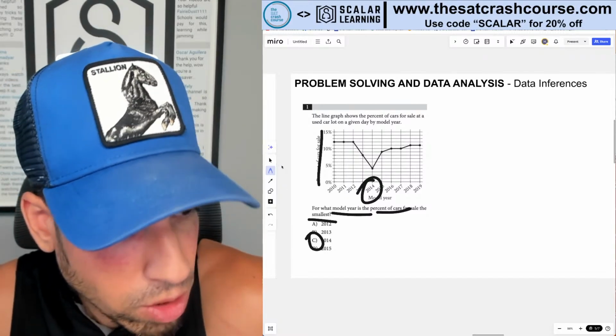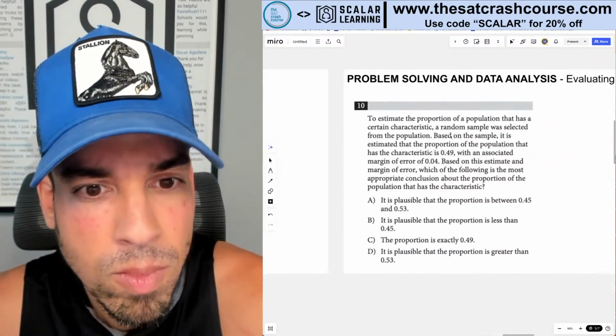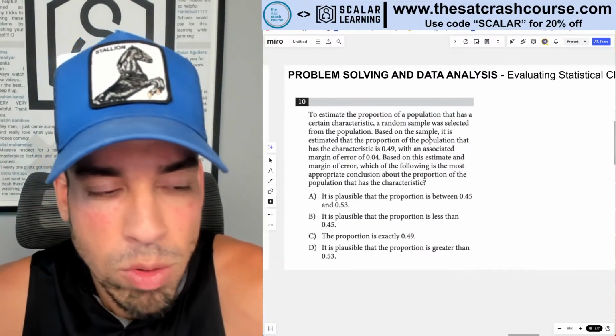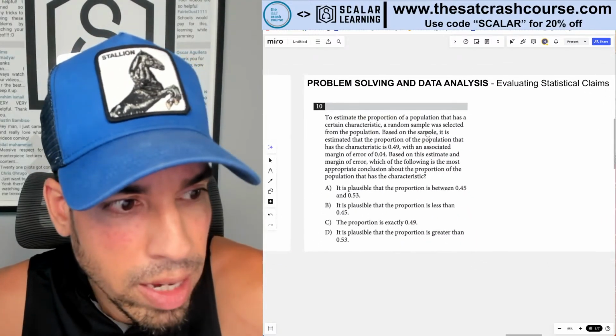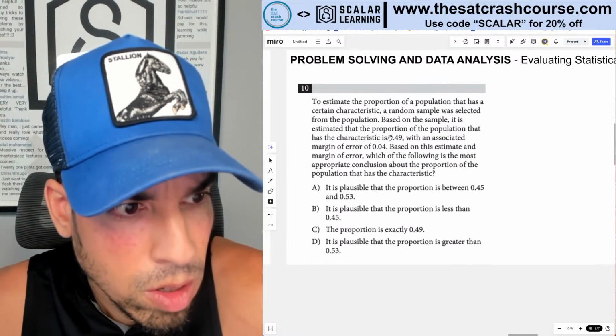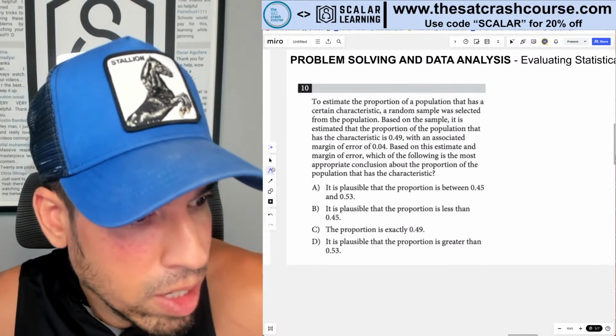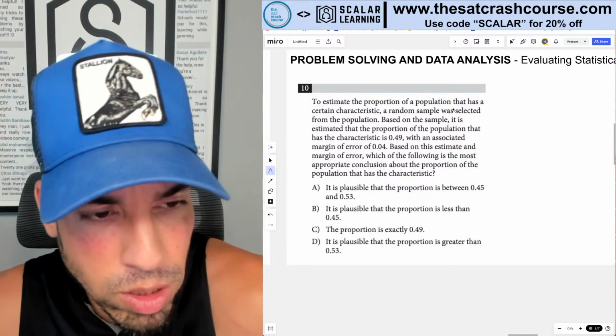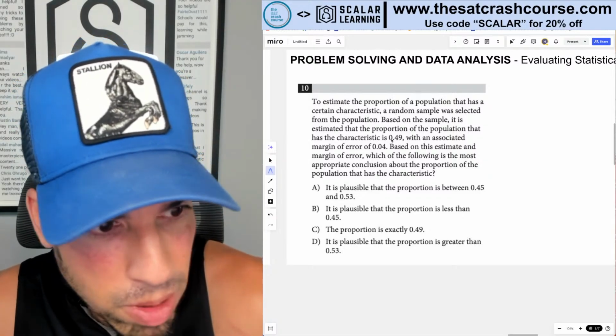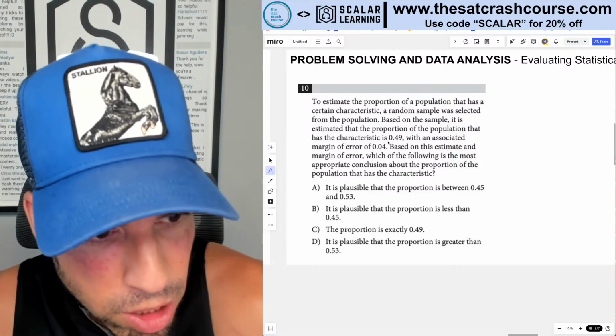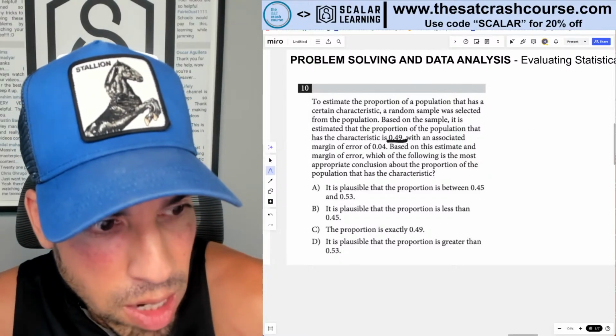And that year is 2014. C is the winner. All right, now we're into evaluating statistical claims. Okay, let's check this out. To estimate the proportion of a population that has a certain characteristic, a random sample was selected from the population. And it's estimated the proportion of the population that has the characteristic is 0.49.